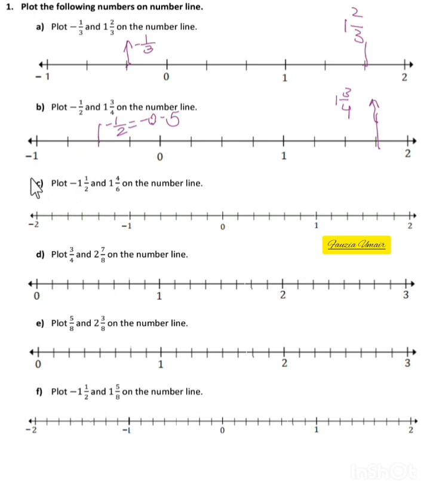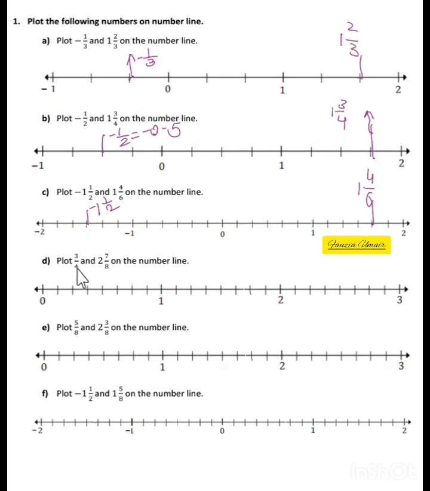Alright. So C part, -1 whole 1/2. So -1 whole 1/2 is -1.5, so it would be here in the middle. And the second is 1 whole 4/6. So this is 1 whole, then 1 2 3 4, this is 4/6. So 1 whole 4/6.